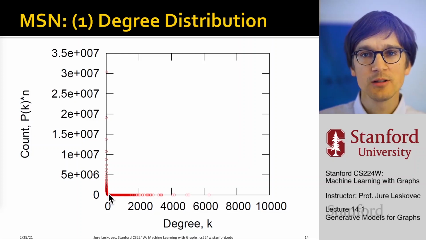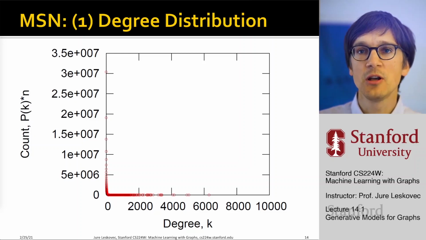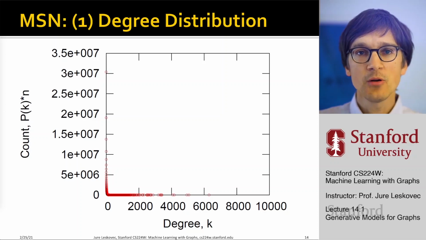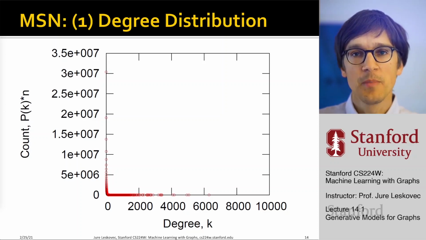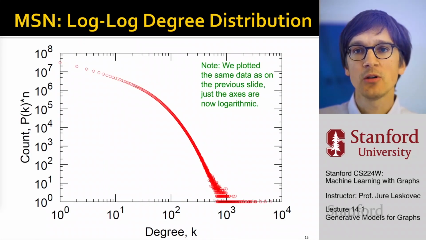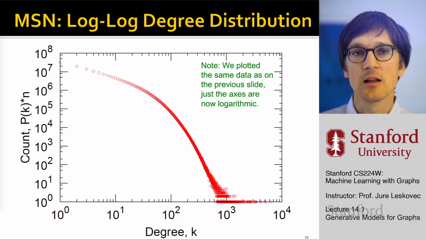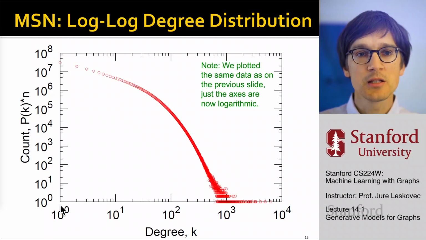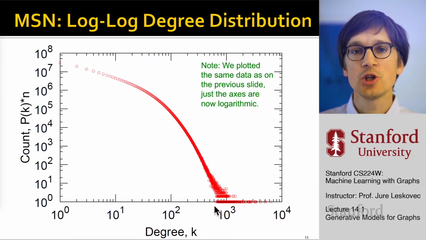So this plot does not reveal too much. But what you can do is take this same data and plot it differently. We are going to replot it on logarithmic axes. It's exactly the same data, the same counts, the same degrees, but now this axis is logarithmic, right? Here is 10, here is 100, here is 1,000. And now all of a sudden you see this very nice shape, right?